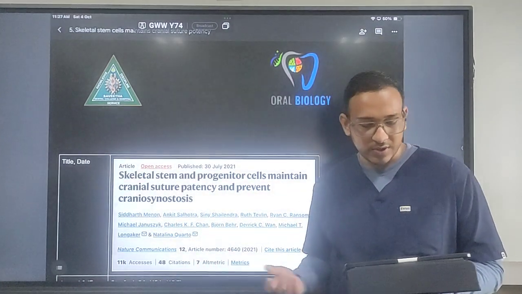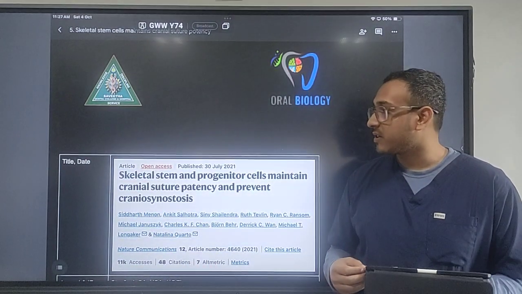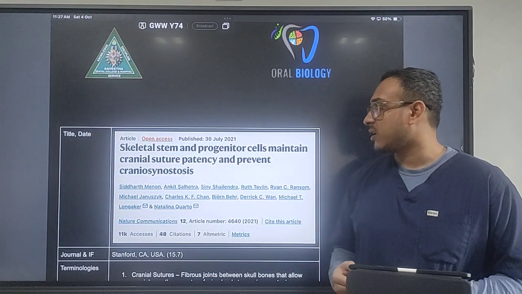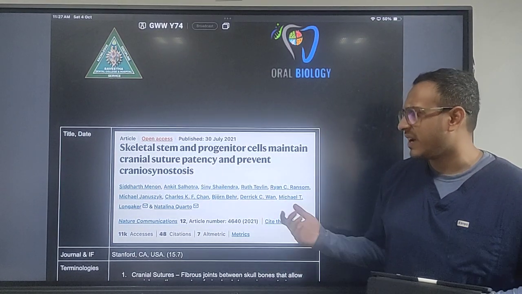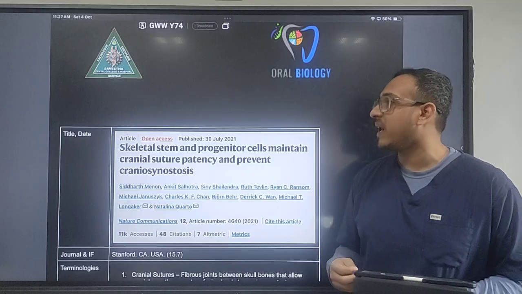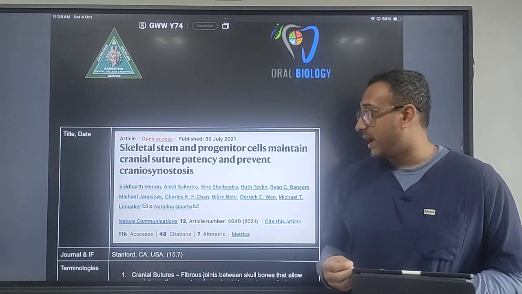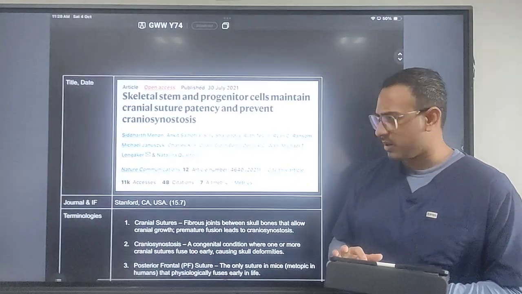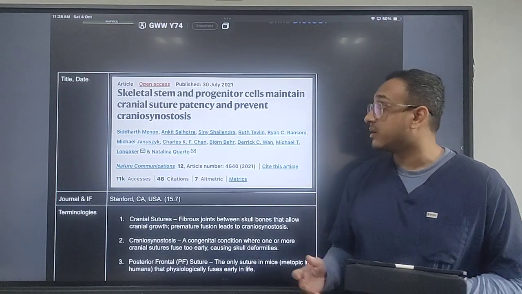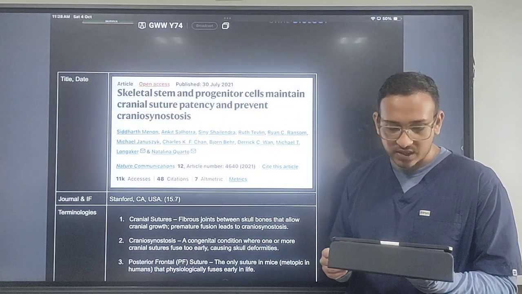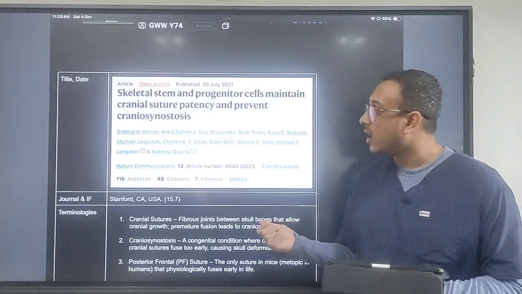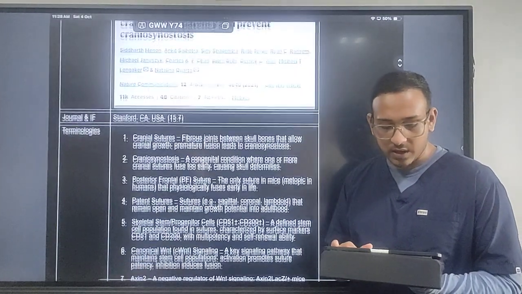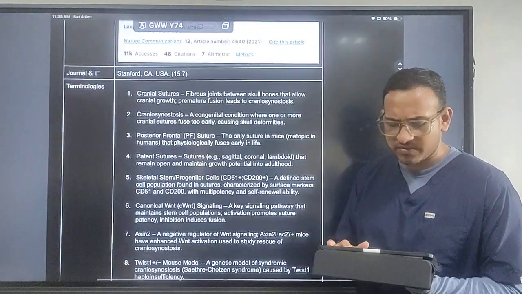Good afternoon. So this article is on skeletal stem cells: skeletal stem and progenitor cells maintain cranial suture patency and prevent craniosynostosis. This was published in Nature Communications, Impact Factor 15.7. The authors are from Stanford, USA, and you should know the following terms.